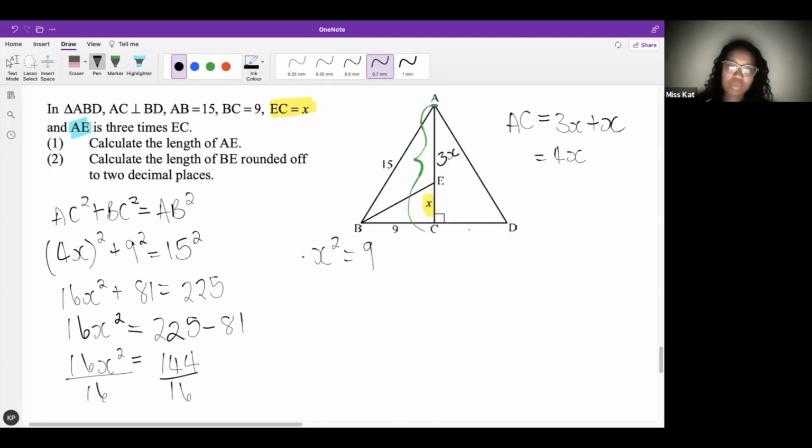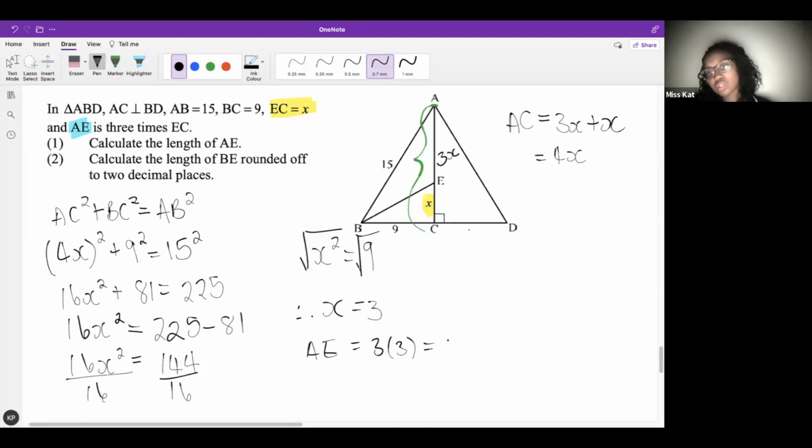Why are we not going to do the plus minus? Because it's a length. It's still a length of a shape. Therefore, x is just 3. But they didn't ask for x. They asked for the length of AE. So what am I going to do with this 3? There we go. We said AE is 3 times x. So it'll be 3 times 3, which is 9. Beautiful.